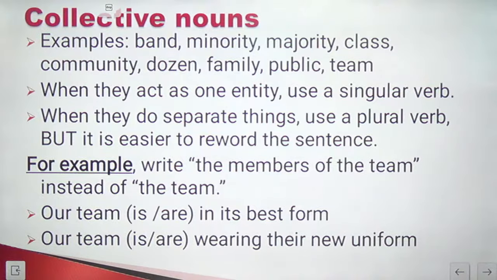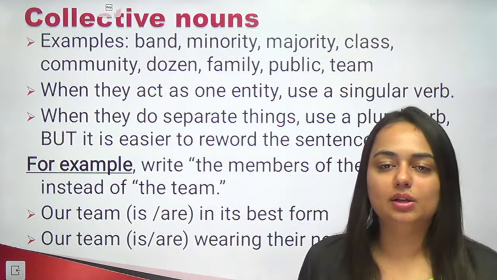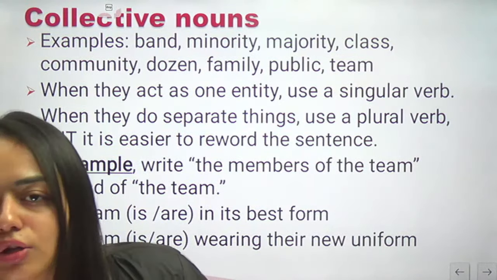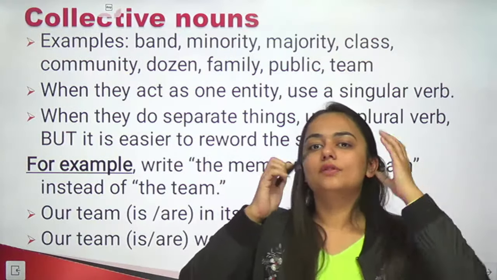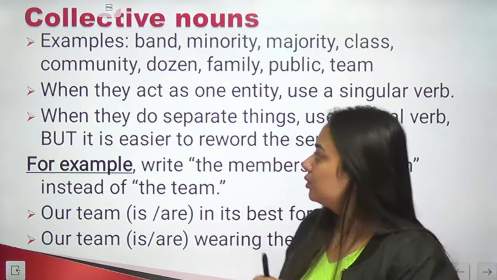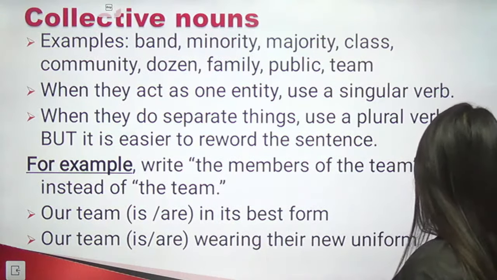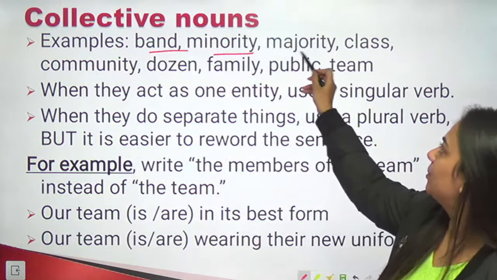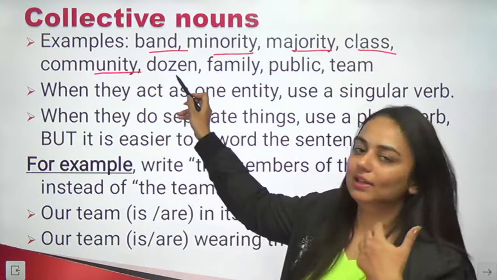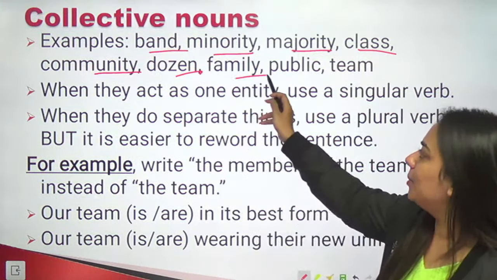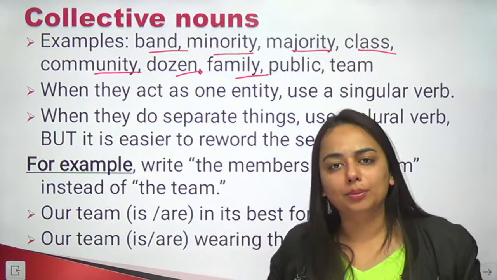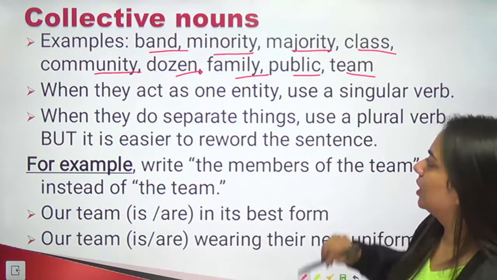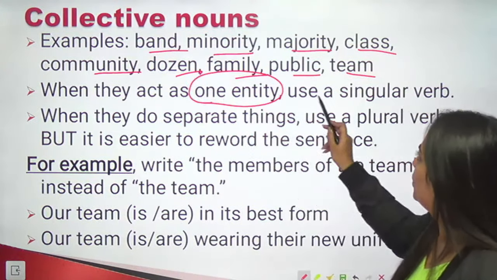Collective nouns. Collective nouns always pose a difficulty because they clearly refer to a group as a whole, and sometimes they separately refer to all the members also. So how to deal with these questions? First of all, some examples of collective nouns: band, minority, majority, class, community, dozen, a group of 12, family. Though they are all a group of something, if we consider them as a whole, they are singular only. Public, team. So when they act as one entity, use a singular verb.